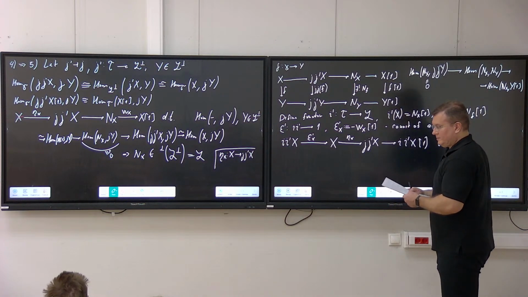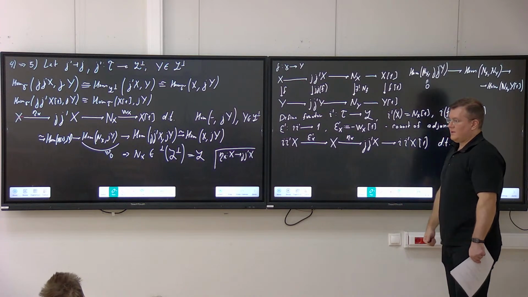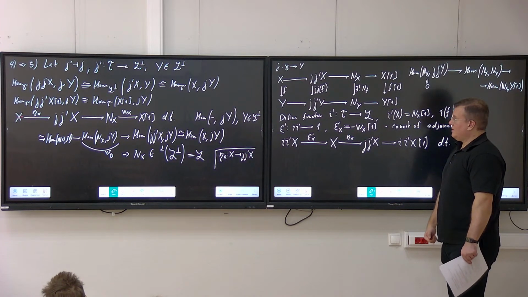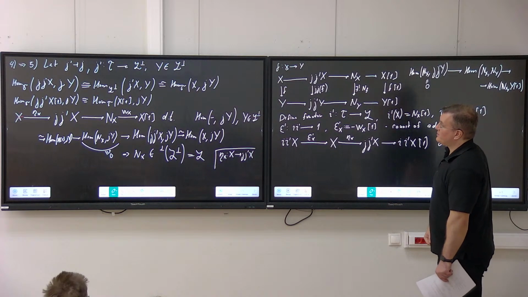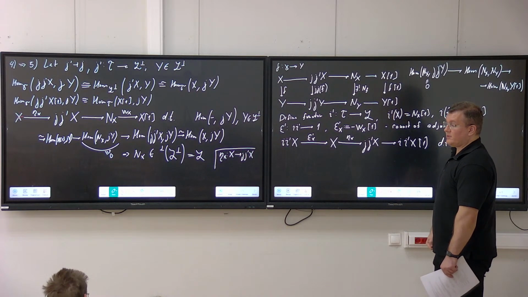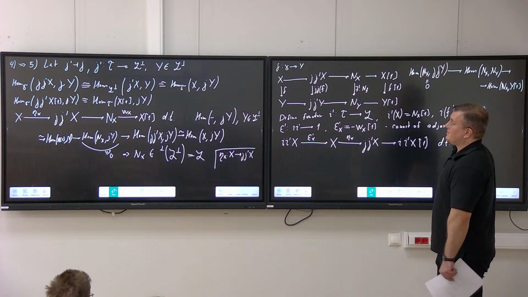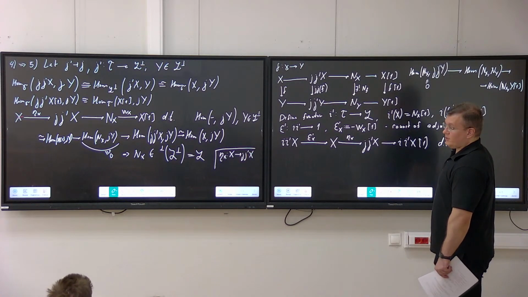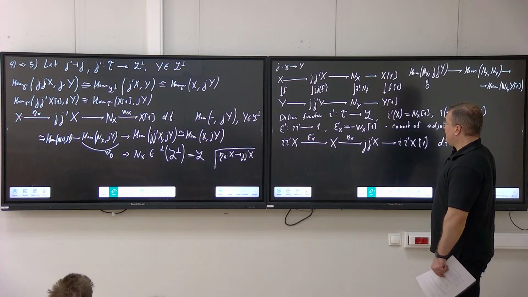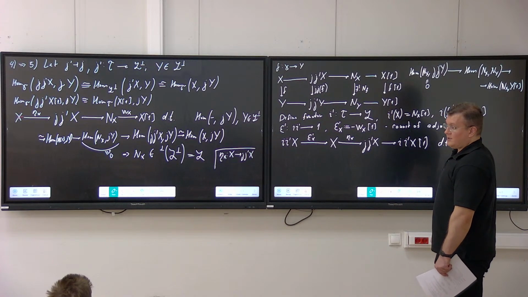And why is I prime right orthogonal to I? That's the assumption of what I'm proving. So this is the assumption in condition 4. No, the assumption in condition 4 is for J prime. Yes, J prime is the left orthogonal, and we need to prove that I prime is right orthogonal. We will do this in a minute.